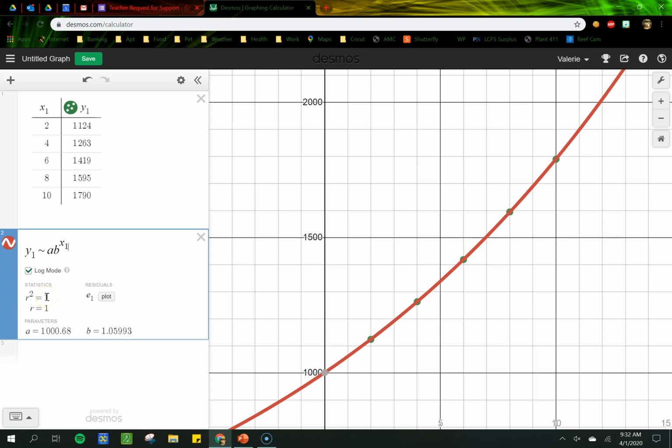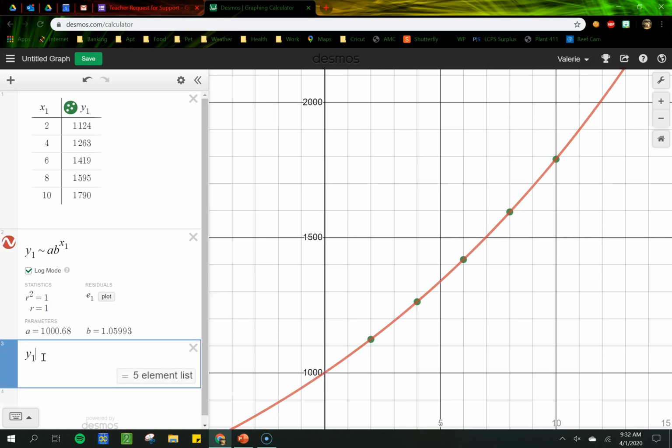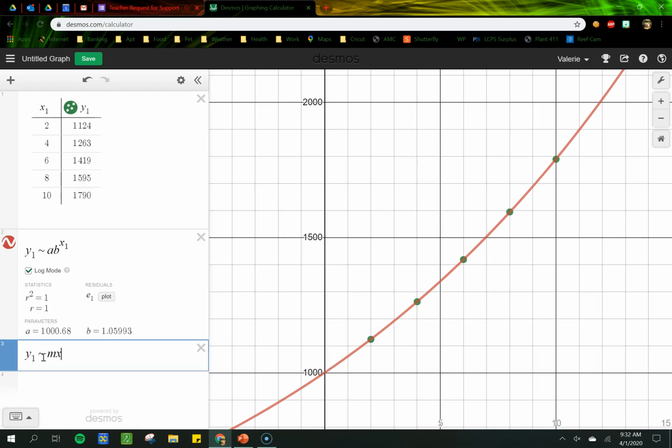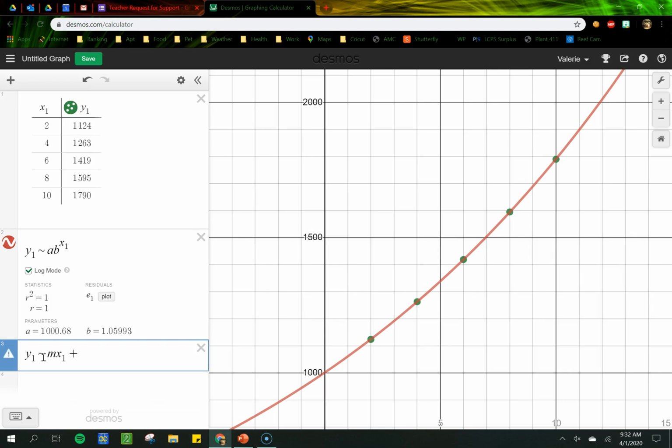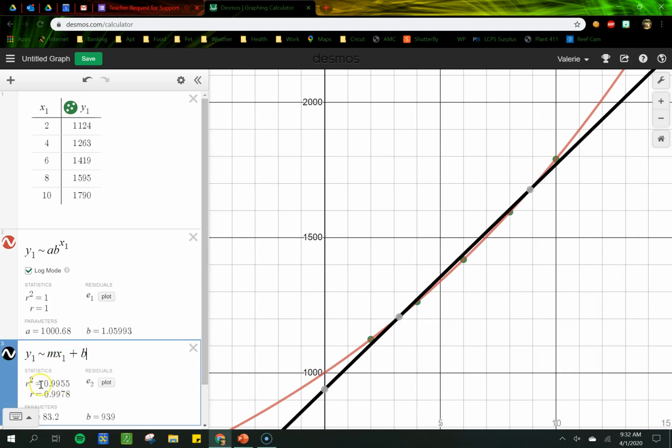It's a perfect 1. That means it's a perfect fit for this data. That's a good sign that I'm looking in the right place. If I did the same thing but with a linear function with mx plus b, notice that this r squared value is good. It's 0.9955, but it's not as good as the r squared value of 1. So I am not going to use that linear model.